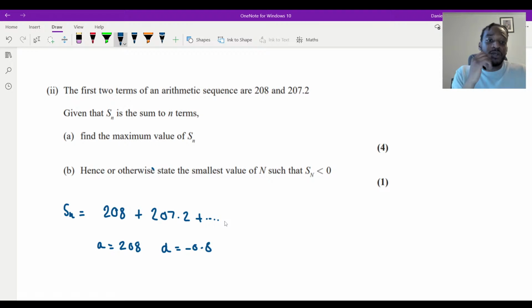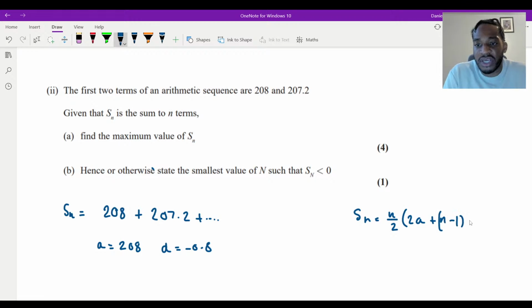Especially when they ask you for formulas, just write your formulas out so you know what you're dealing with. So for example, the sum to n terms is n over 2, and then 2a plus n minus 1 d, right? And as well as that, you could also write the nth term of the sequence, which is just a plus n minus 1 d.